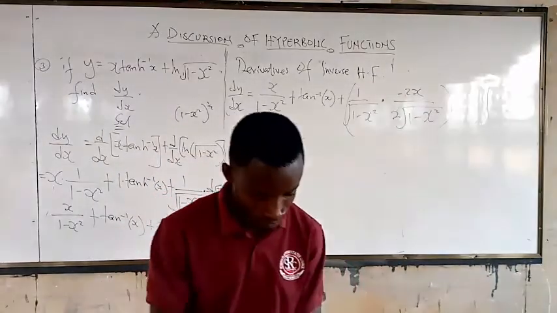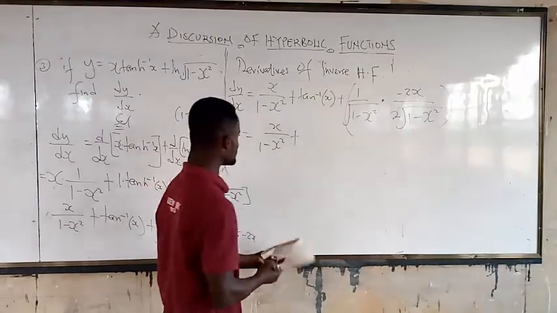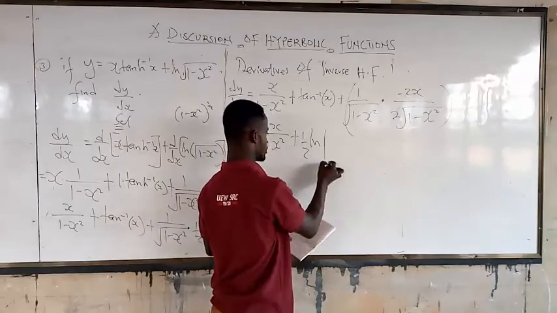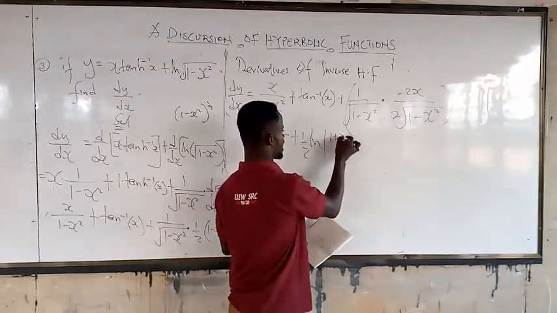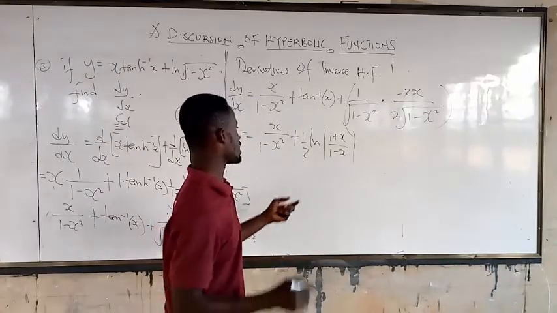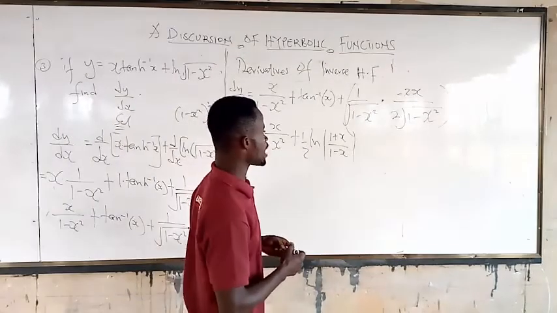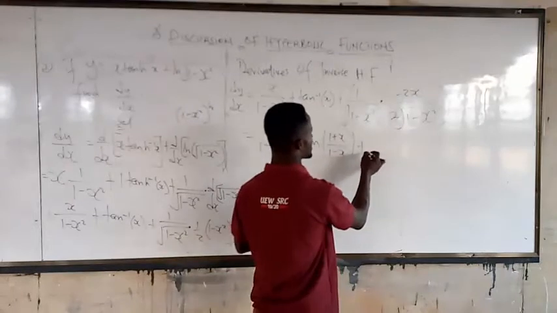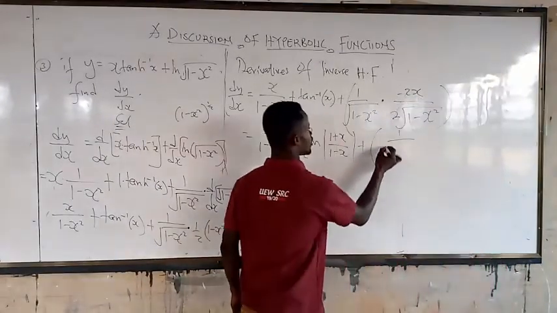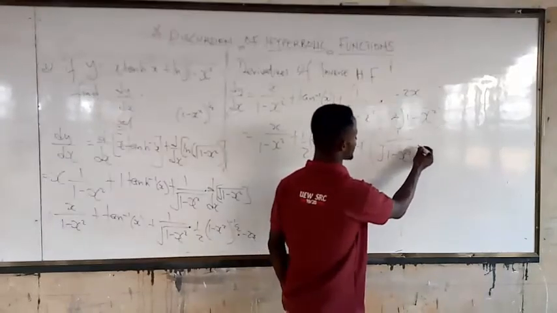Tangent inverse is the same as what? You know that tangent inverse is the same as half ln of (1 plus s) over (1 minus s). You know that, so you have to write it so that you get rid of the hyperbolic function. Plus, what we have here is 1 over square root of 1 minus s squared, multiplying by what is left here.